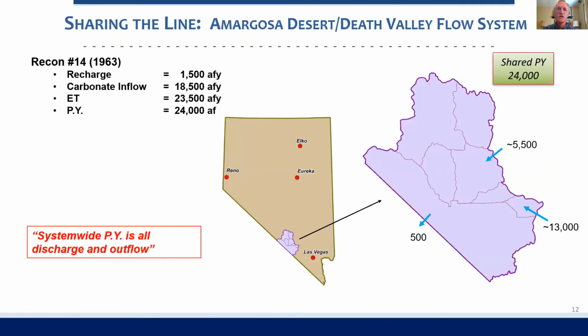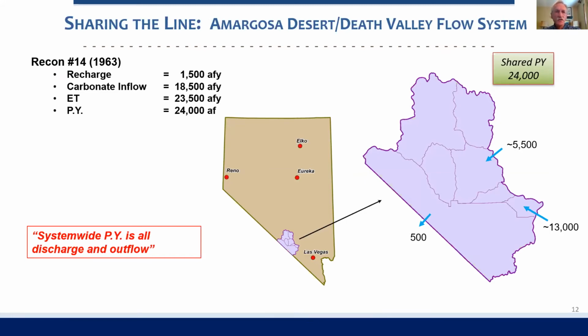So my last specific example is one I call sharing the line. And this one occurs in part of the Death Valley regional flow system. And it's an example of where a shared perennial yield for 7 separate hydrographic areas has an unanticipated administrative consequence.